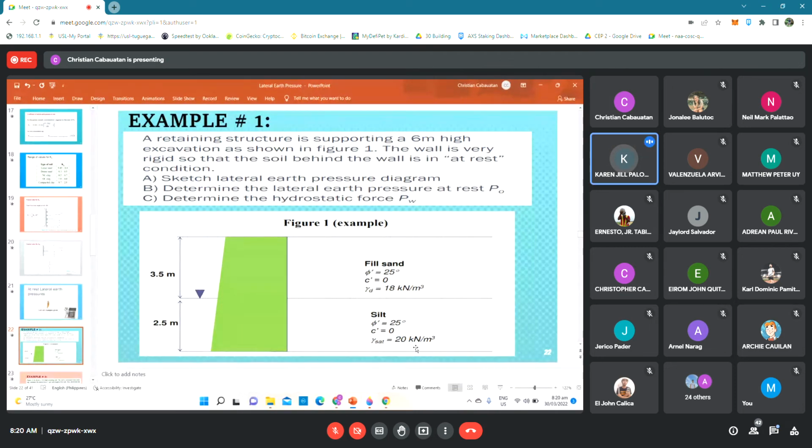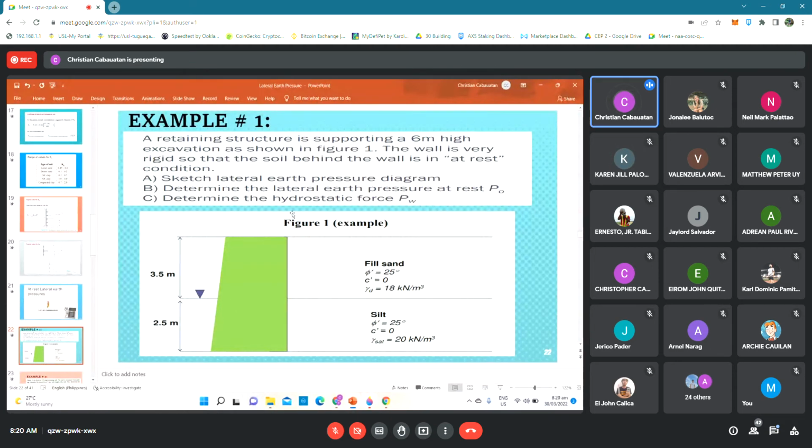A retaining structure is supporting a 6 meter high excavation as shown in figure 1. The wall is very rigid so that the soil behind the wall is in at rest condition. Sketch the lateral earth pressure diagram. Determine the lateral earth pressure at rest PO. Determine the hydrostatic force PW.